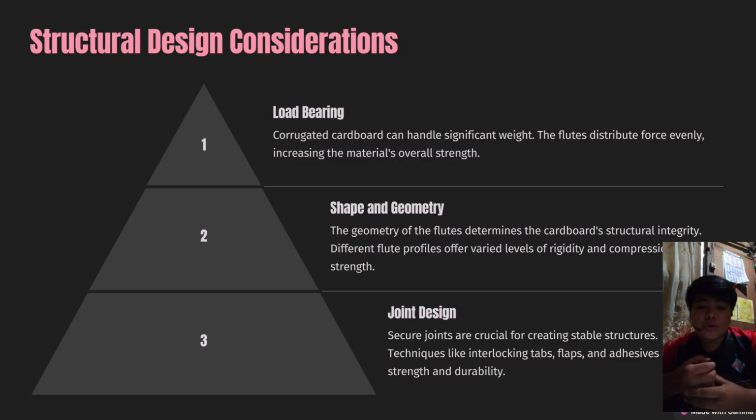Structural design considerations. We have load bearing, shape and geometry, and joint design. When you say load bearing, the corrugated cardboard can handle significant weight. The flutes distribute force evenly, increasing the material's overall strength. Second, the shape and geometry of the flutes determine the cardboard's structural integrity. Different flute profiles offer varied levels of rigidity and compression strength.